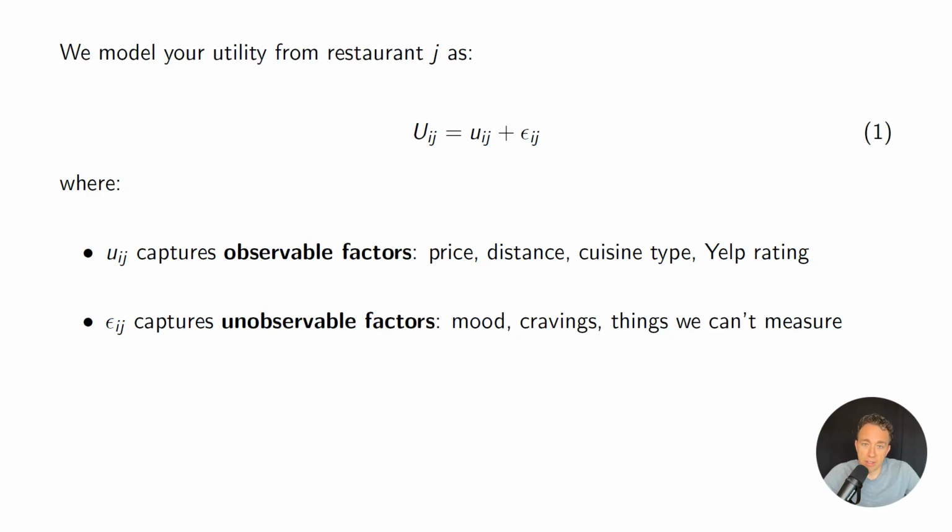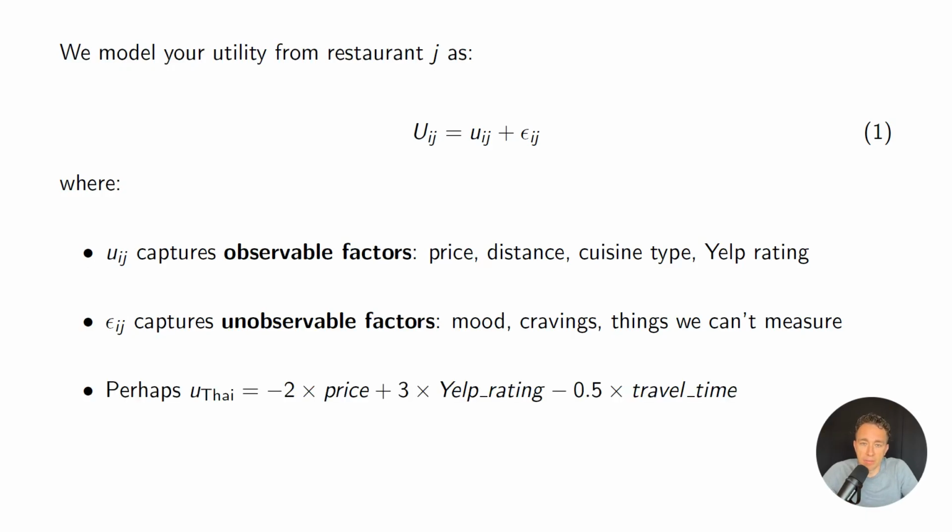The analyst analyzing the data only sees little u. And epsilon includes things like what mood you're in, or if you're craving a particular dish, anything we can't measure. It could also be things about the restaurant that we can't see, like how friendly is the service staff and so forth. And if we just think about how we could use the information in u to actually come up with a number for your utility, well, we could think about maybe the price and the Yelp rating and the travel time entering linearly and having some parameter values associated with them.